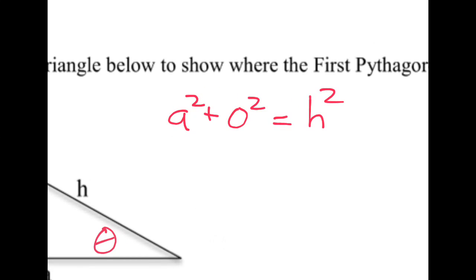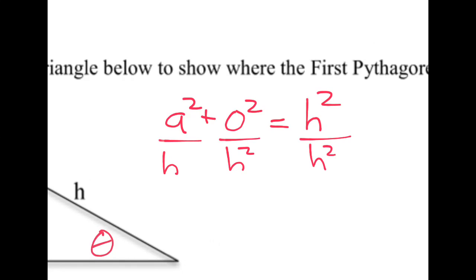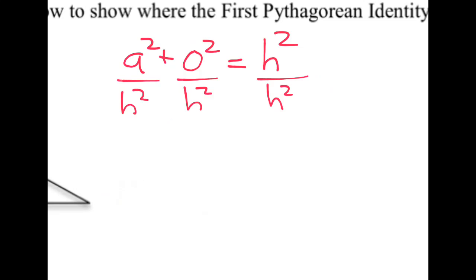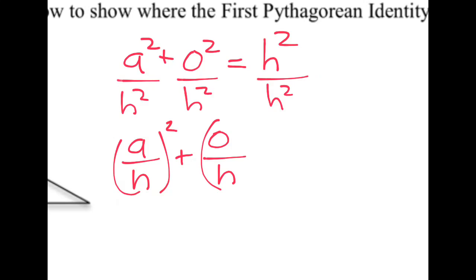Well, we could divide everything by h squared. And so I'm going to divide everything by h squared. And since the numerator and denominator is squared in all of these terms, I can factor that squared out to write it as the ratio squared. So I can write this as a over h squared plus o over h squared, sorry, not plus, but equals h squared over h squared is 1.